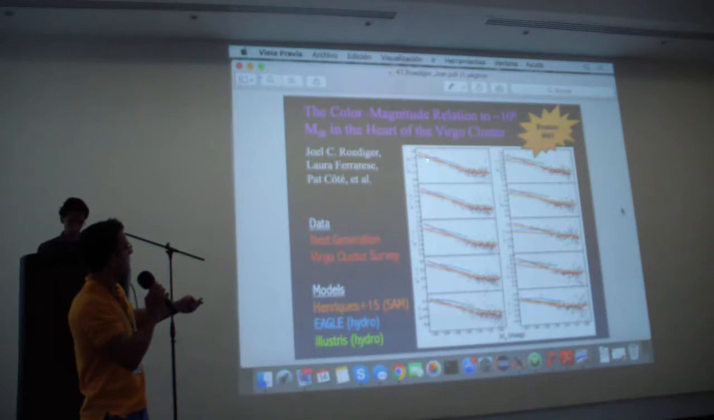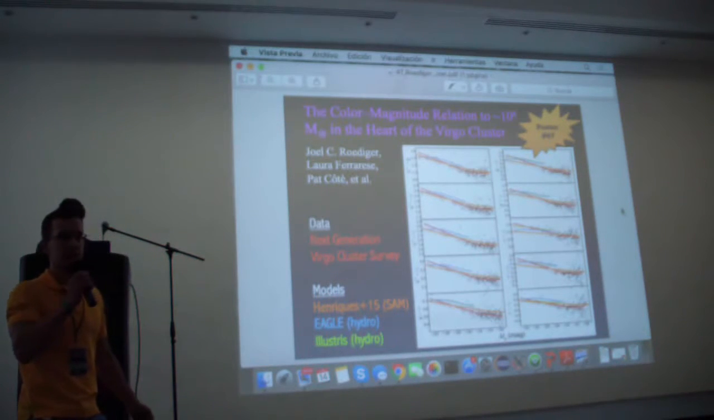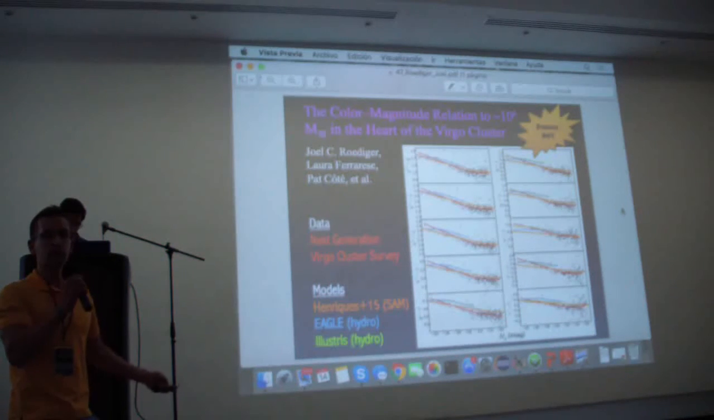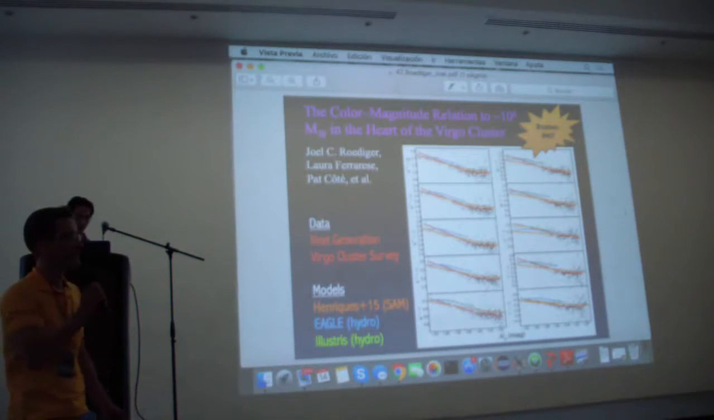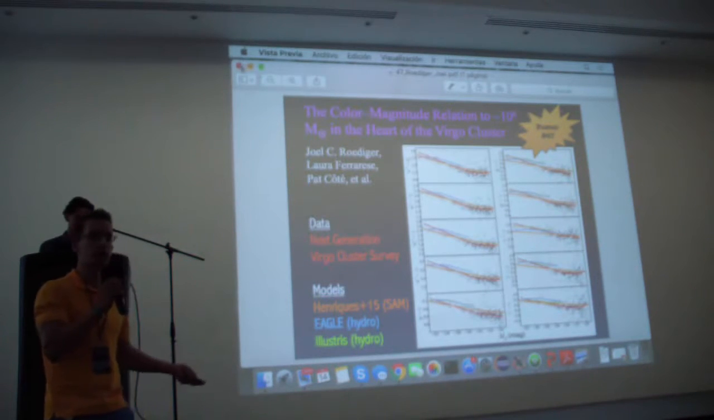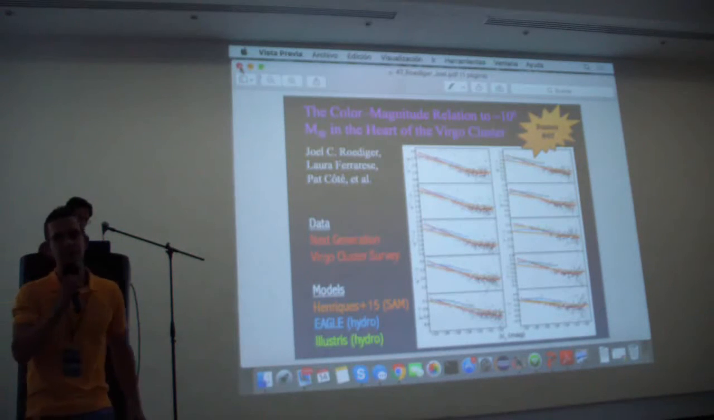The other lines in these panels represent red sequences from galaxy formation models. And in no case do we see that the models reproduce the shape of the observed red sequence. If you'd like to hear more about what ideas we have regarding the models and the flattening, please come see me at Poster 47. Thank you.